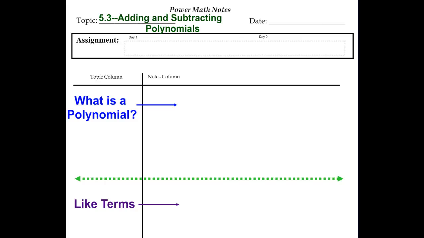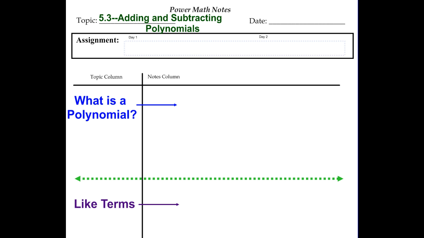Alright, today we are going to talk about section 5.3 from Algebra 2, which is adding and subtracting polynomials. First thing we should talk about is, well, what is a polynomial? The definition of a polynomial is a monomial or a sum of monomials. Really what that means is each term is a monomial. Each term is called a monomial that you're adding or subtracting in a polynomial.